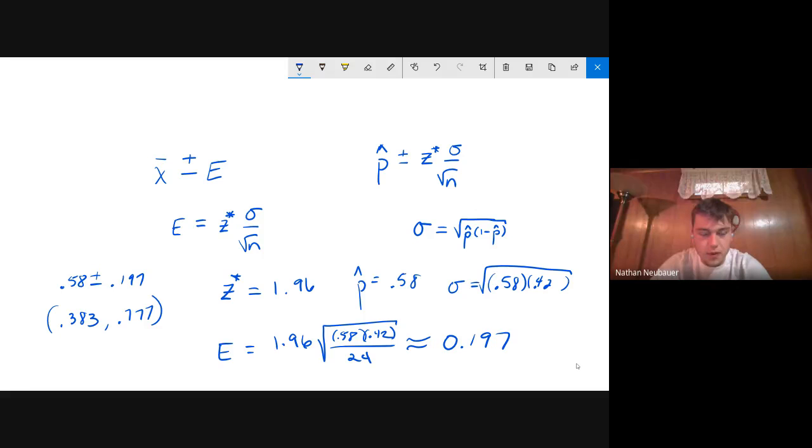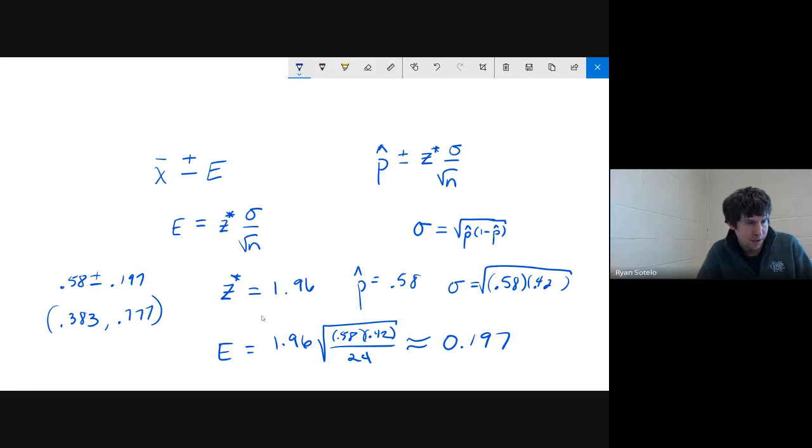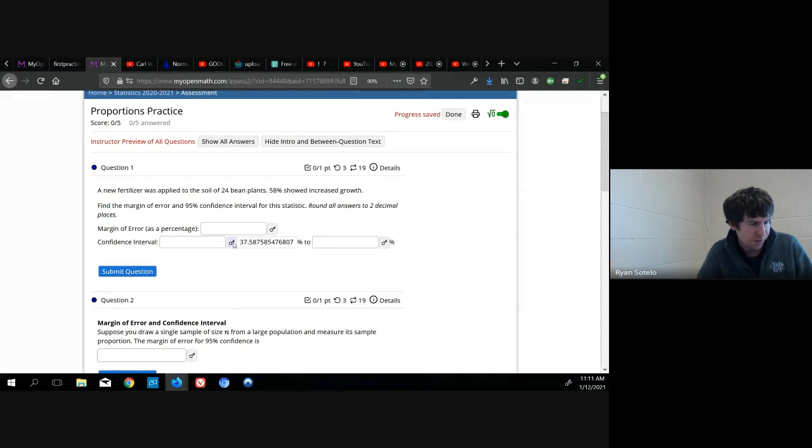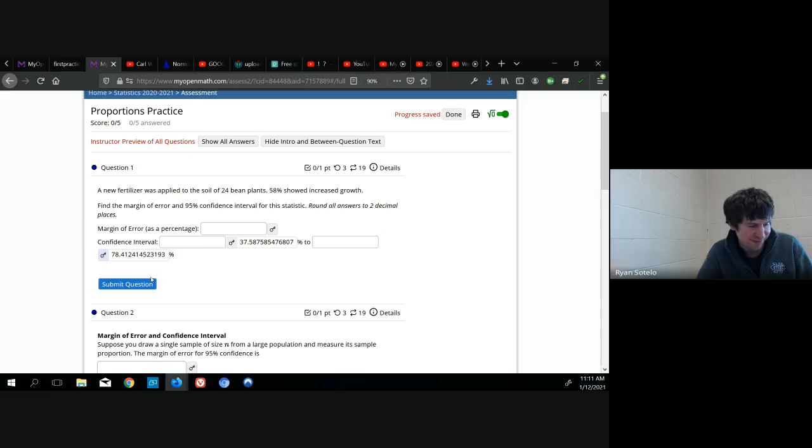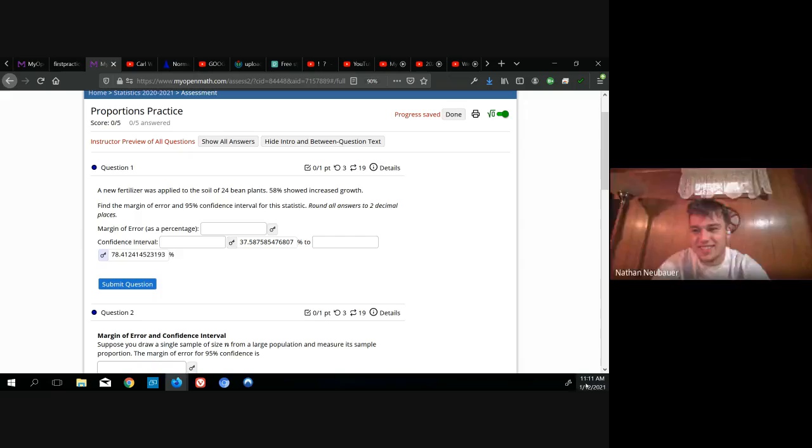Wait, how do you put that in MyOpenMath? Well, let's see. So you're going to put the first number here. Oh, I guess they want percentages. So yeah, that's why I didn't want to put it in. And sneaky, very sneaky. Are those the same numbers?